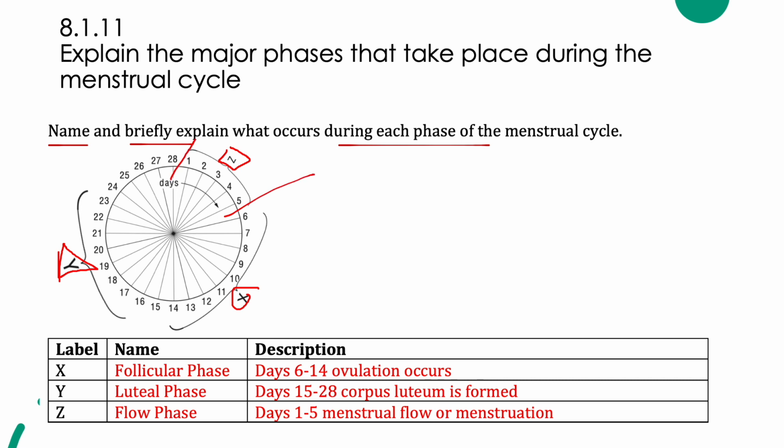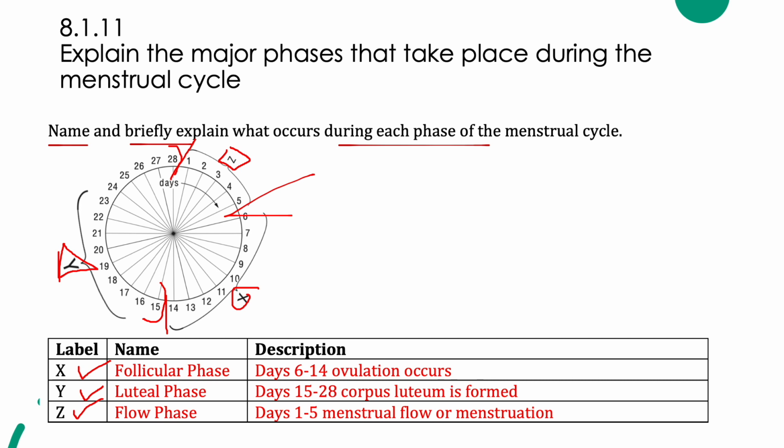Then we have the second one, which is X, from day 6 to day 14. So that is called the follicular phase. And then day 15 till day 28, that is called the luteal phase, that is labeled as Y. So don't go for X, Y, and Z because they can be in different orders. So here Z is the flow phase, X is the luteal phase, and Y is the follicular phase.